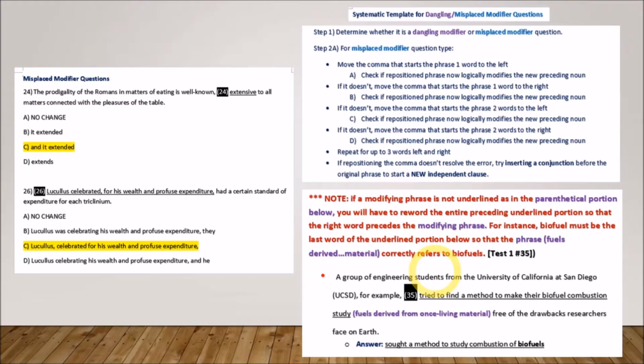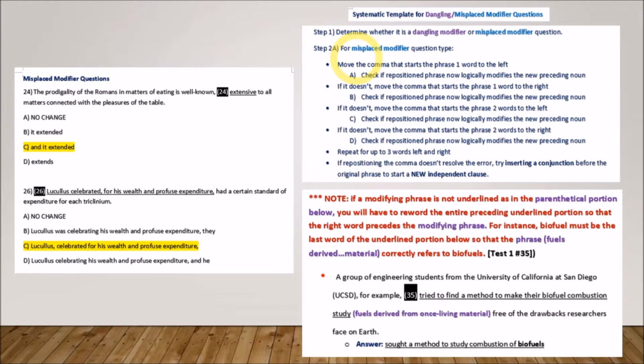Unfortunately, these questions are difficult to generalize a recognition pattern for because they appear in so many varieties of sentence structures. You have to think about the modifying phrase and think about whether it logically modifies the preceding word or not. With that said, we did cover all three variations of modifier question types in this exam, and there are two forms of questions for misplaced modifiers. The type that you can correct by just repositioning commas and the type you can't just reposition commas for.